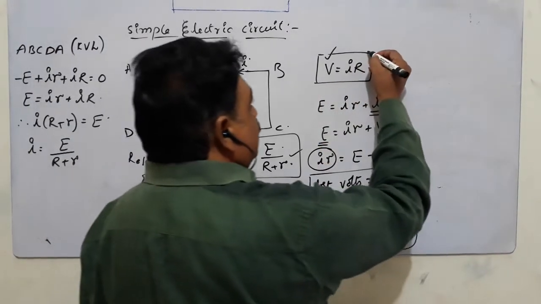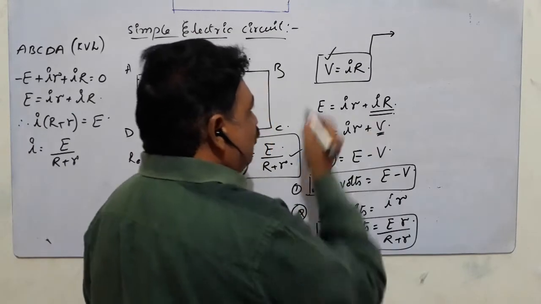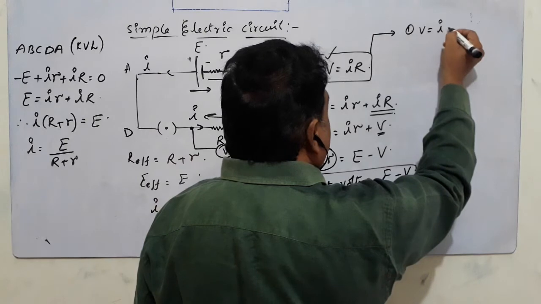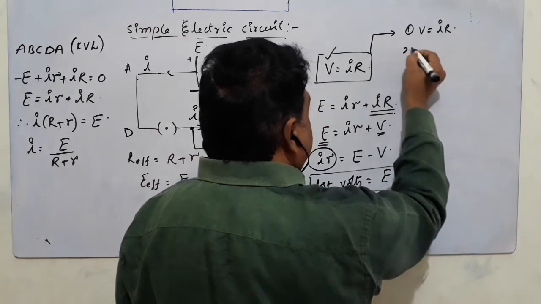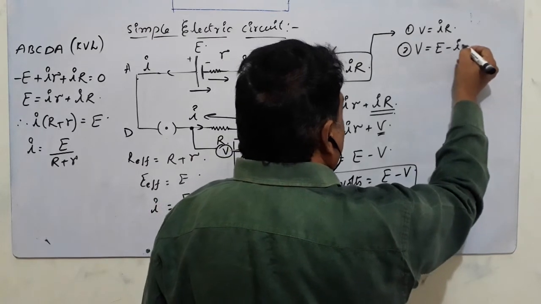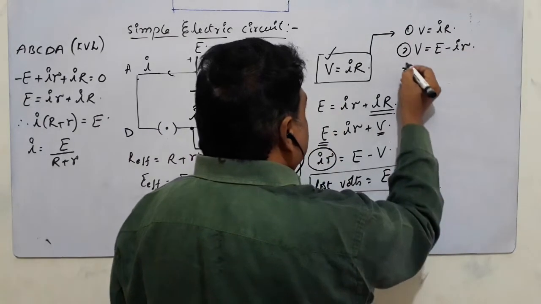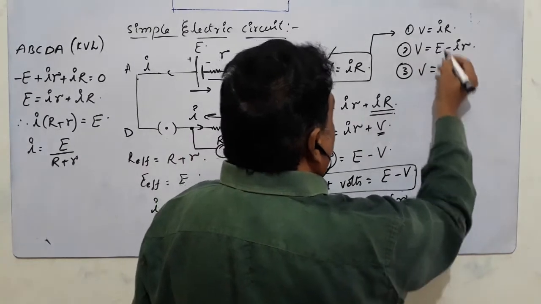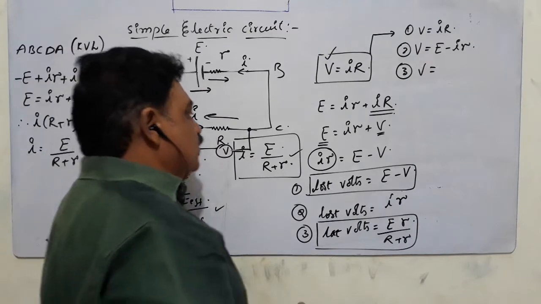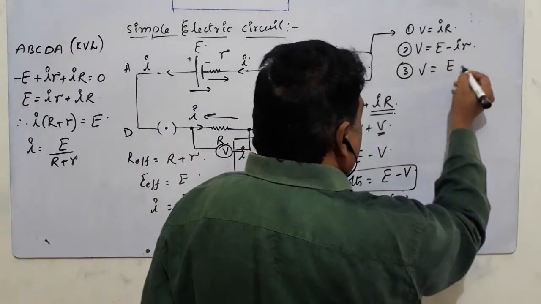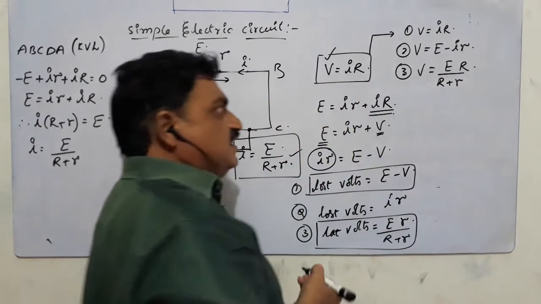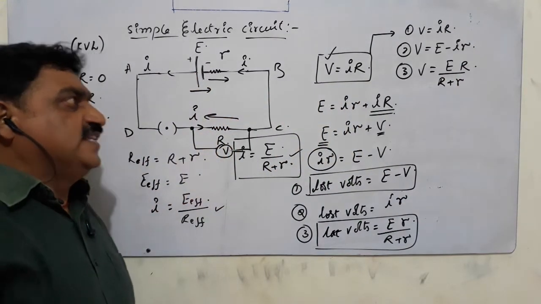Similarly, for terminal voltage, the first formula, V is equal to IR, and the second formula, V is equal to E minus I small r, and the third formula, V is equal to, what is I? I is nothing but E by R plus r. So that E by R plus r into capital R. This is the terminal voltage of the cell.